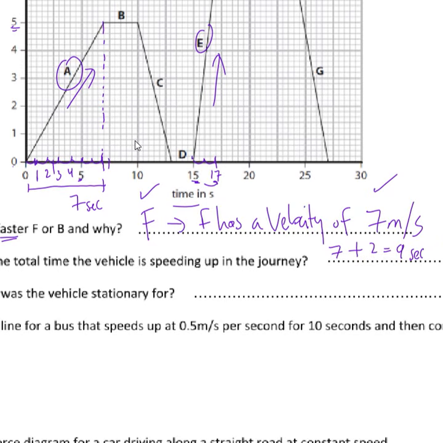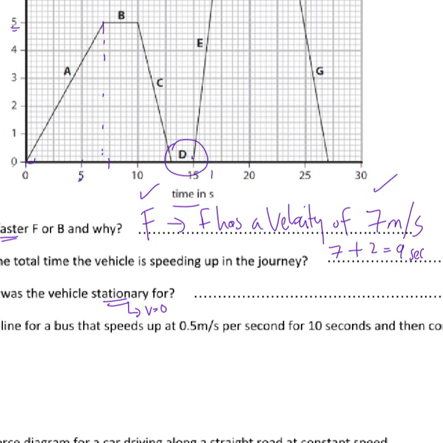Now the next question is how long was it stationary? Again I'll get rid of all this because we've done this question now. Stationary is when it is not moving, so stationary means velocity is 0. So therefore velocity 0 is D. So D is 0, so it's from here to here. So how long was it at these 2 times? You can actually see, 2 boxes. So 1, 2, 1, 2.